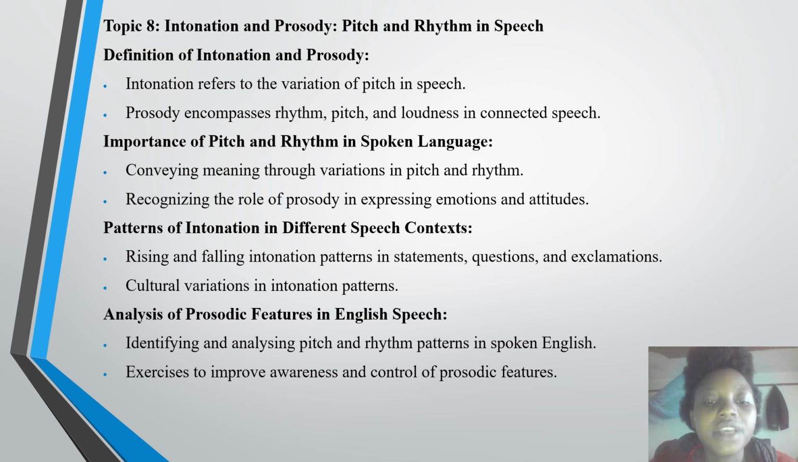Analysis of prosodic features in English literature. We have identifying and analyzing pitch and rhythm patterns in spoken English. Then, exercises to improve awareness and control of prosodic features.